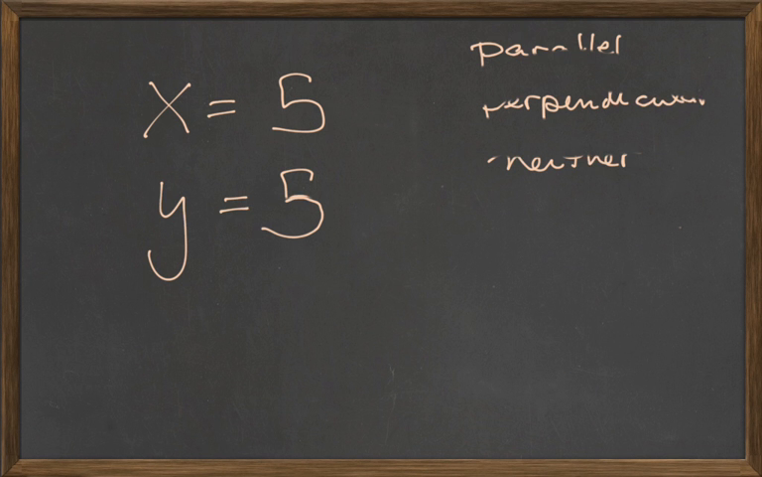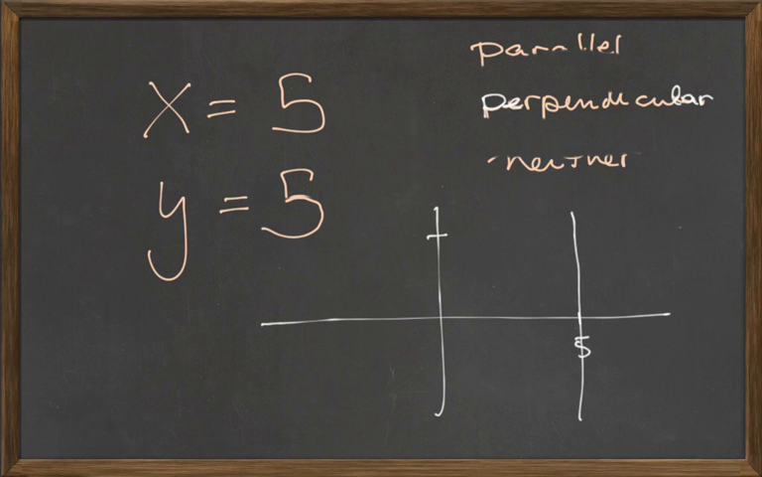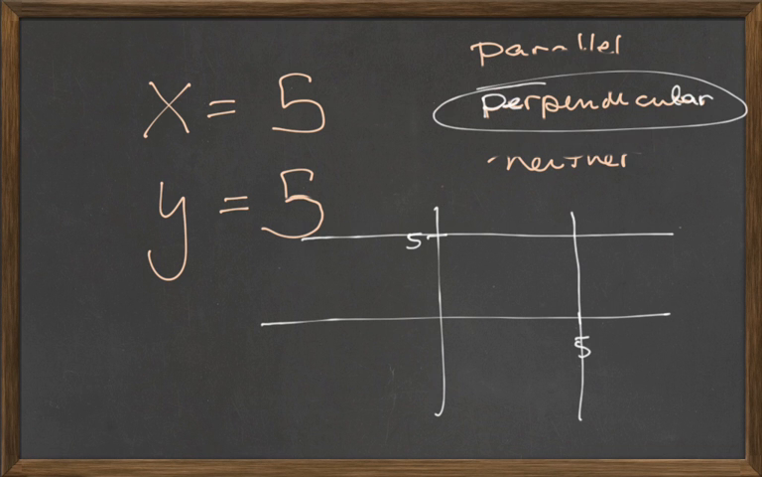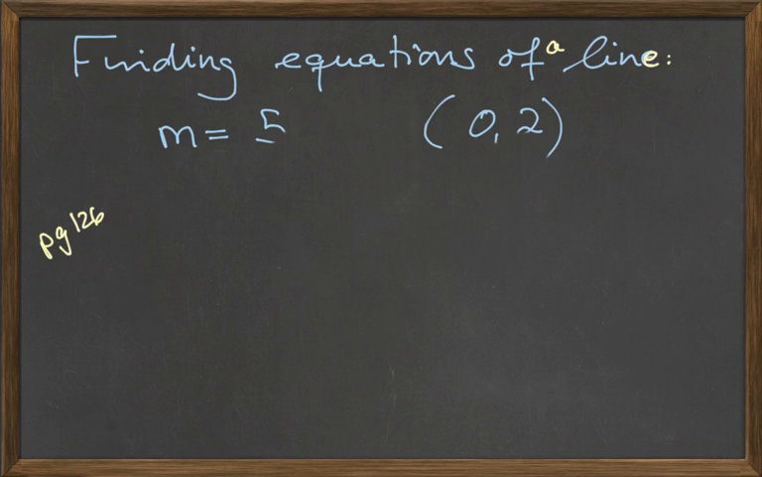Oh, how about these two lines? Oh, I like that one. x equals 5, y equals 5. Are the lines parallel, perpendicular, or neither? They are indeed perpendicular. x equals 5 is a vertical line, y equals 5 is a horizontal line, so they are perpendicular. Yes. Sometimes it's good to just draw a picture.